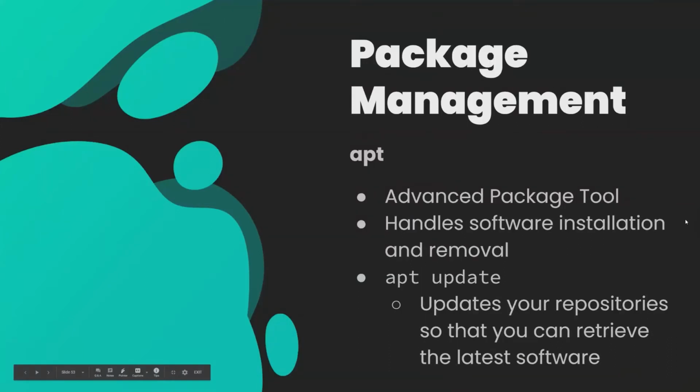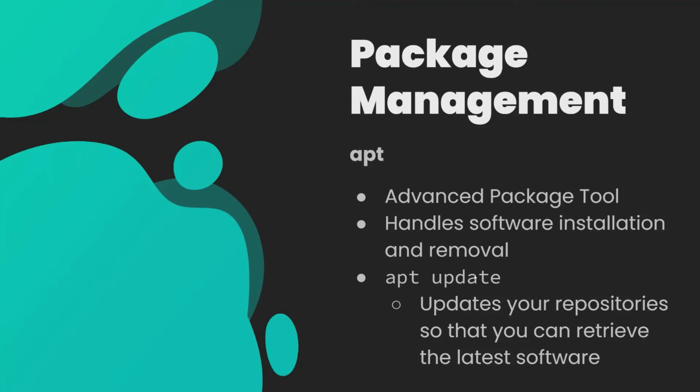And package manager. So I mentioned this earlier. APT stands for Advanced Package Tool, and it handles the software installation and removal. So apt update would update your lists of repositories. The way that the package manager works is that it has a file called sources.list in the system, which is a bunch of links where it retrieves software from. So apt update just updates those repository sources, such that you can retrieve the latest software, because otherwise it would probably retrieve outdated software.